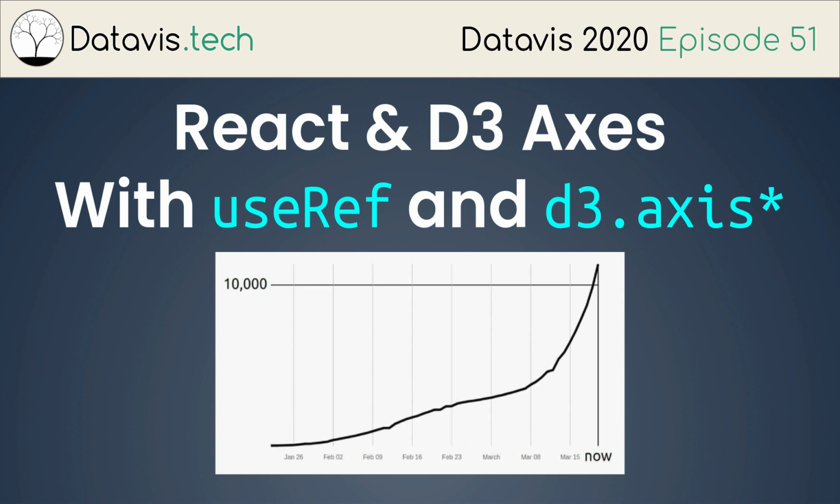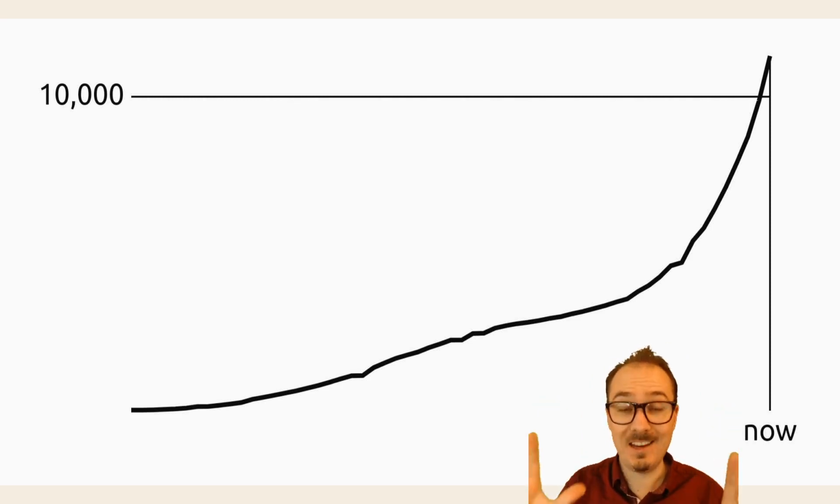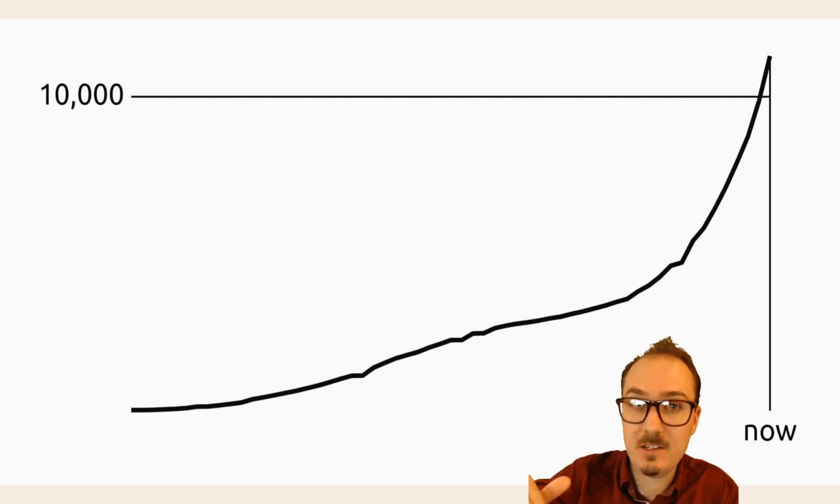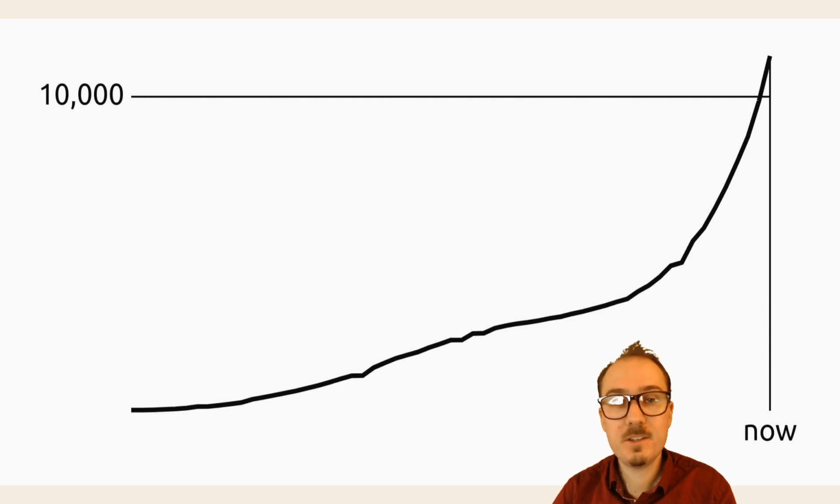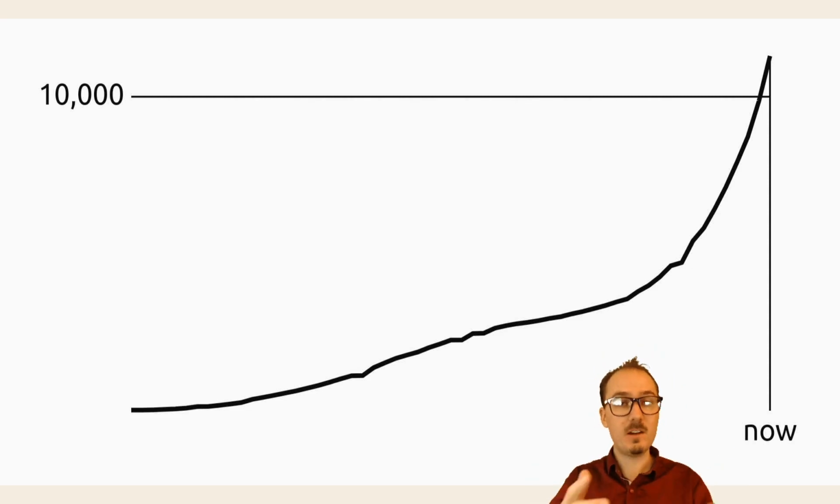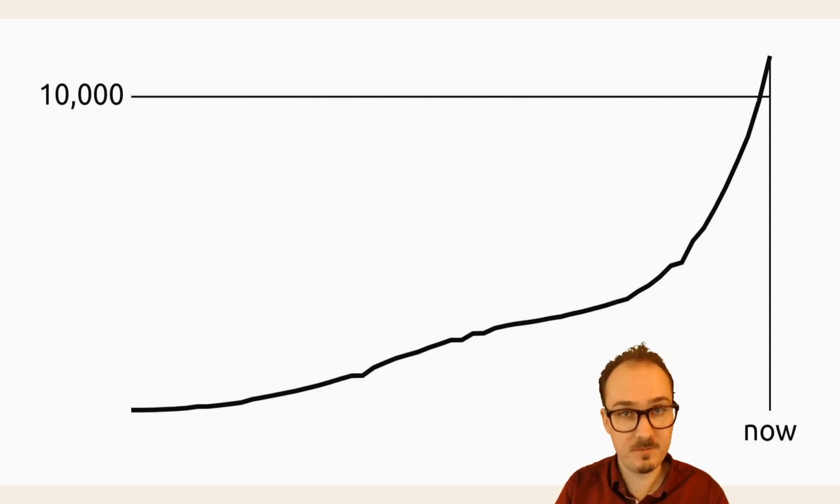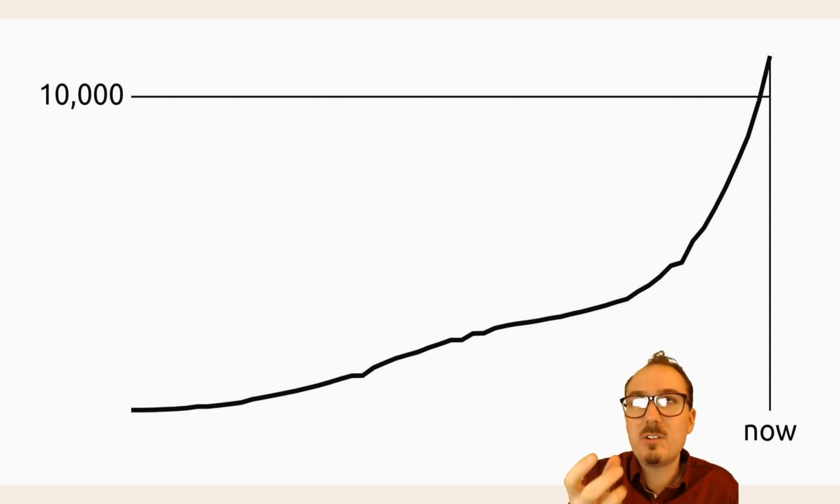All right, now that we've got this line, we've got the 10,000 marker, and we got the now marker, I think I would like to add in full-on axes, like all-out axes, using D3 axis. Now, this is going to require a rather interesting integration with React and D3, using refs, React refs, and React hooks to actually use D3 to do the DOM manipulation within certain group elements.